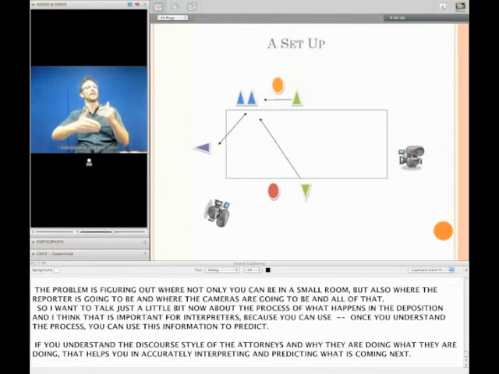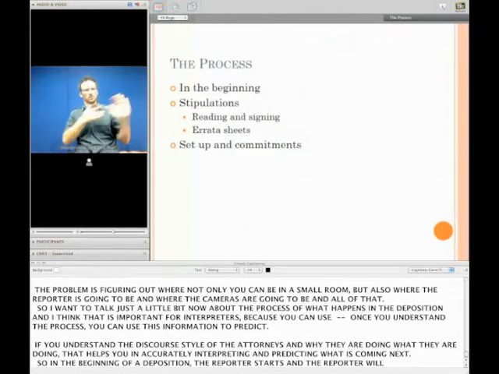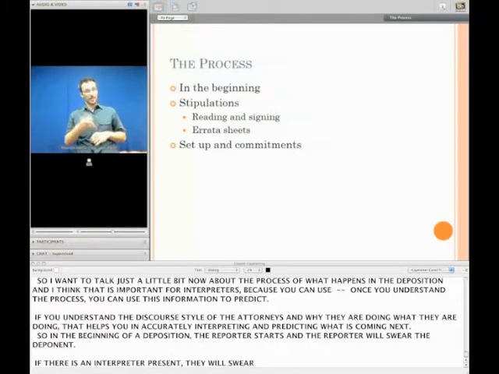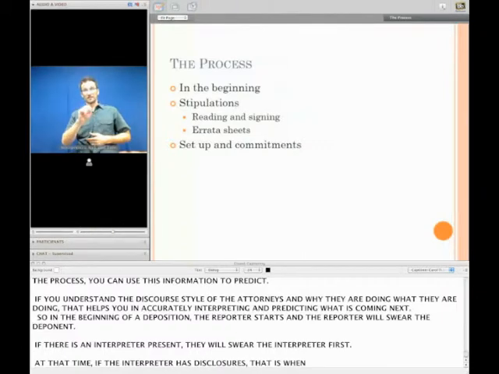So in the beginning of a deposition, the reporter starts, and the reporter will swear the deponent. If there's an interpreter present, they'll swear the interpreter first. At that time, if the interpreter has disclosures, that's when they should be put on the record.